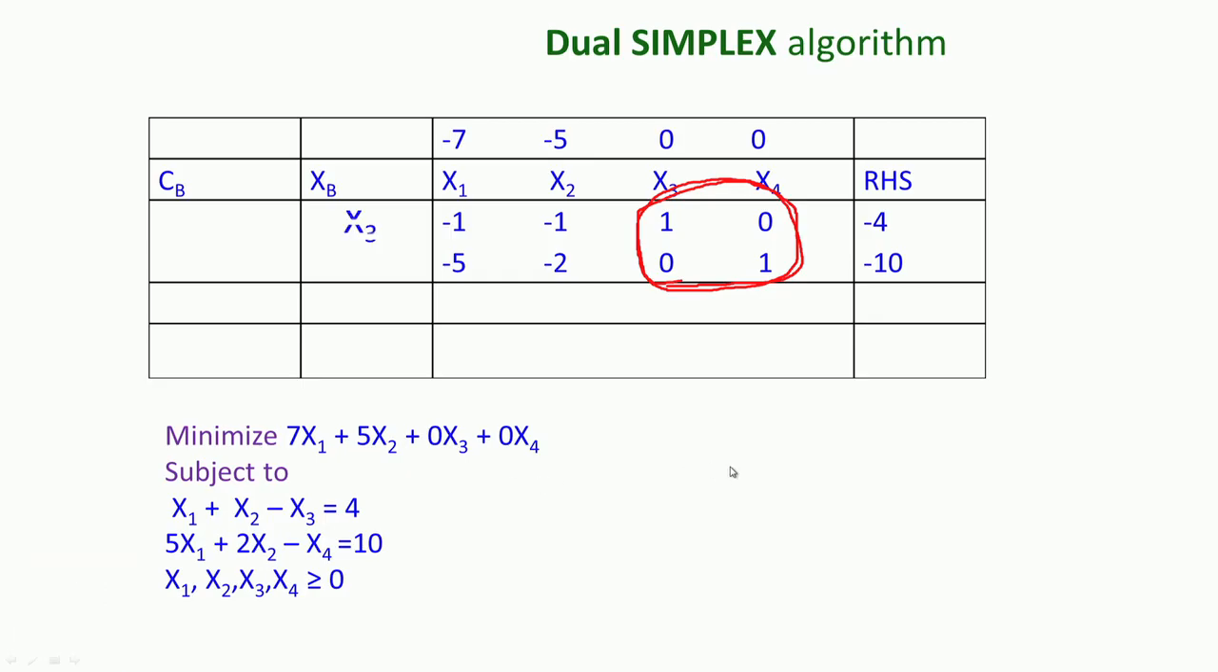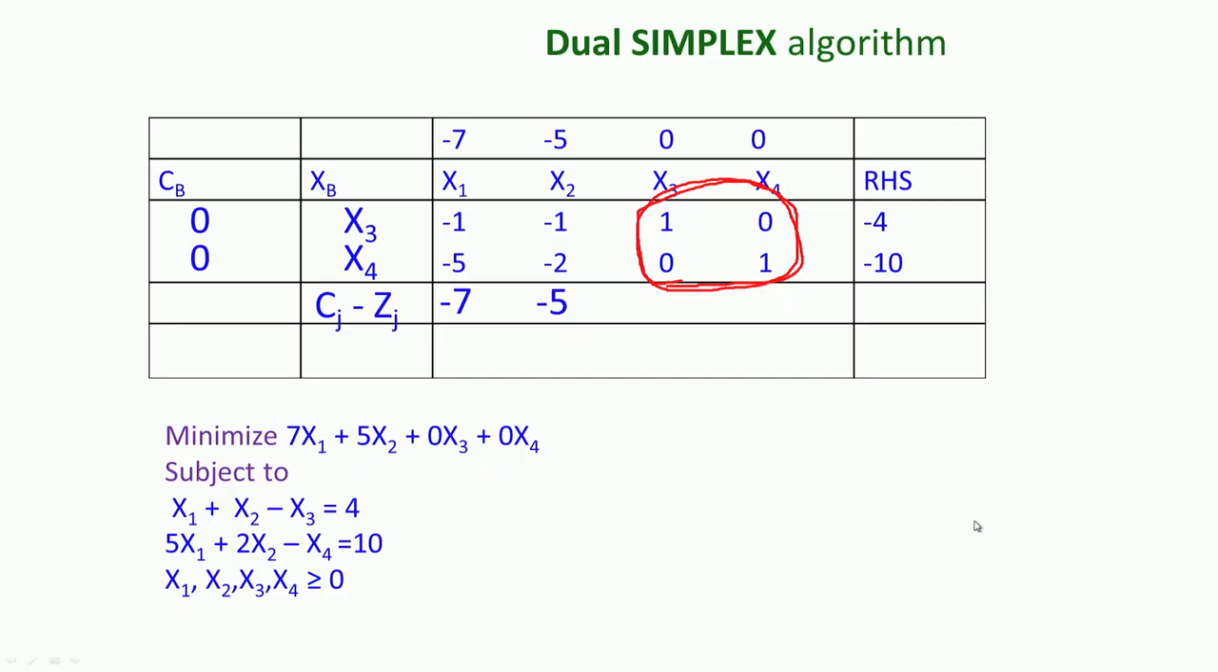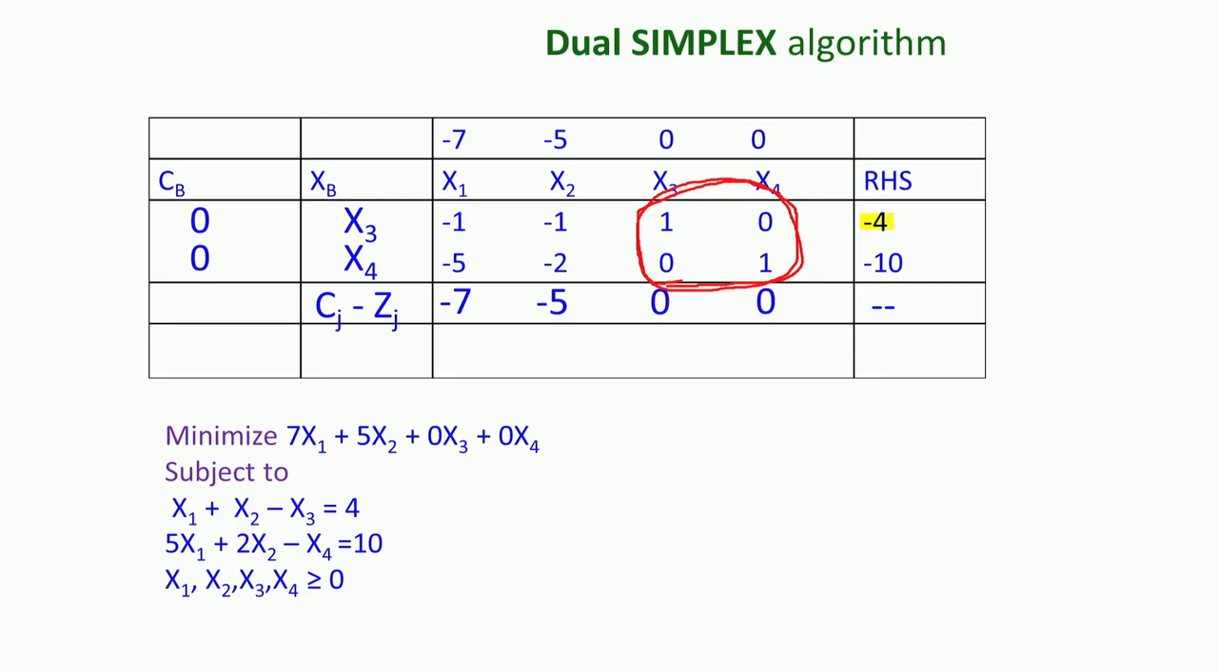So we now keep x3 and x4 as the starting solution because I have the identity matrix. I have x3 equal to minus 4, x4 equal to minus 10, which is infeasible. And then the objective function value CB is all 0. Now I do Cj minus Zj, the values are minus 7, minus 5, 0 and 0, and I put a dash. Now we have done something which we have never done before. The right hand side values are negative and therefore this is infeasible.